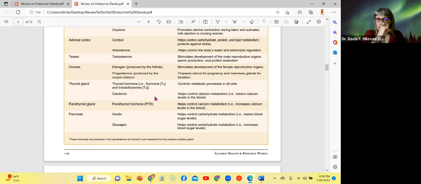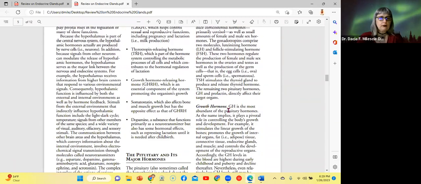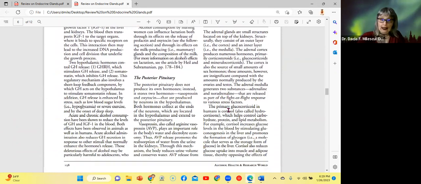Now, the pancreas, don't forget the 3 different types of cells. The beta cells release insulin, the alpha cells release glucagon, and of course, the delta cells release somatostatin, which is not on this list, but that's okay. All right, so I think I beat that to death.